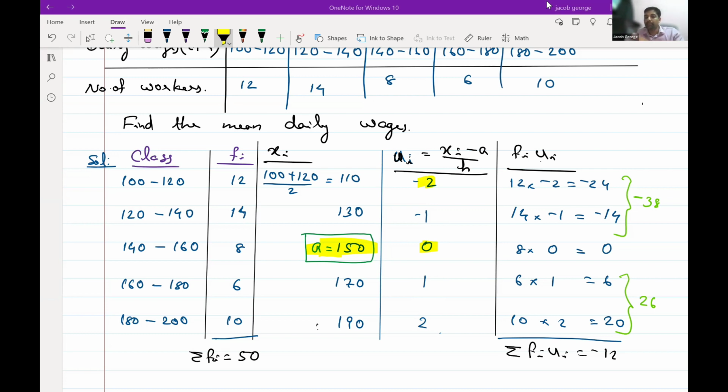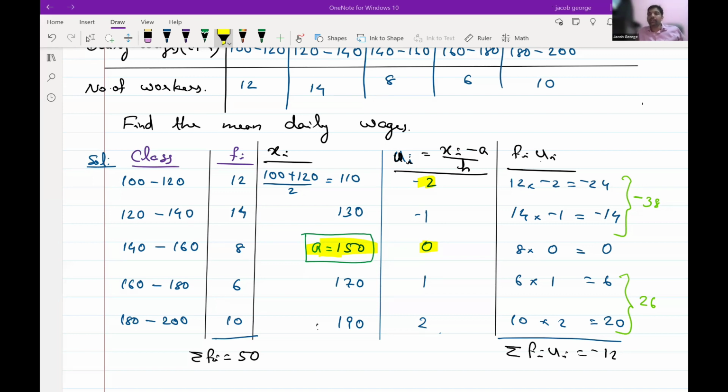ui of a will be 0. On top of that, minus 1, minus 2. On the bottom of that, it is 1, 2. Then we multiply fi into ui. Look at there, 12 into minus 2 is minus 24. 14 into minus 1 is minus 14. 8 into 0 is 0. 6 into 1 is 6. 10 into 2 is 20.